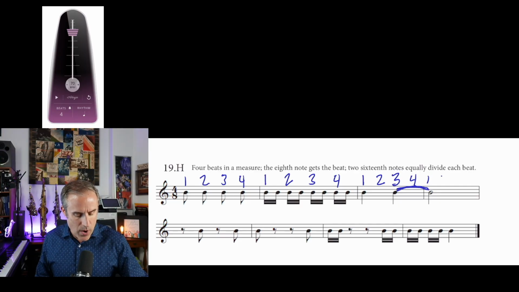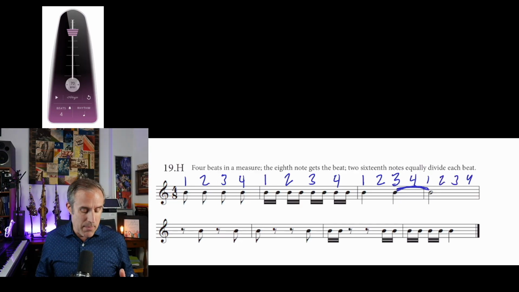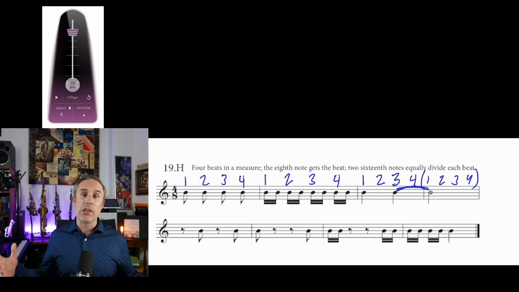So I could write 1, 2, 3, 4 over that entire measure, and I would parenthesize it all because since we have that tie, I'm not going to be re-articulating the downbeat of that half note in the 4th measure. So it's going to be a very long note that will last 6 beats in total. So I hope this is making sense to you. Let's move on to measure 5 and keep going.